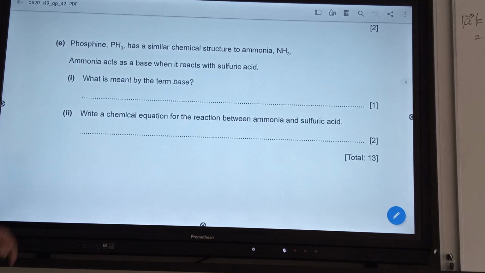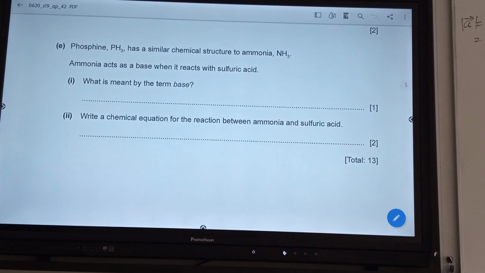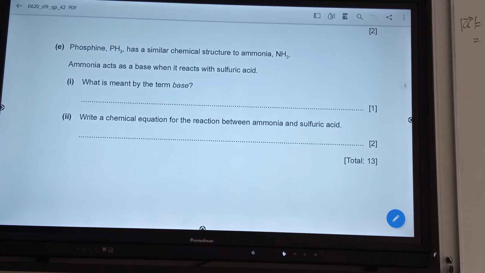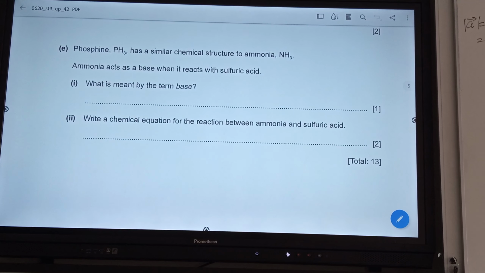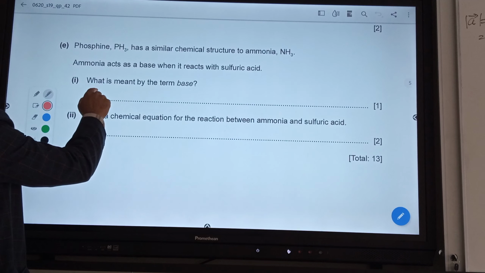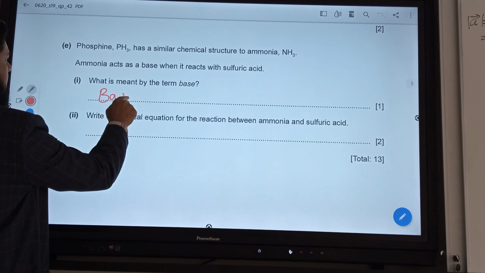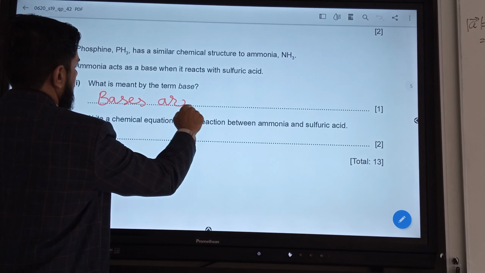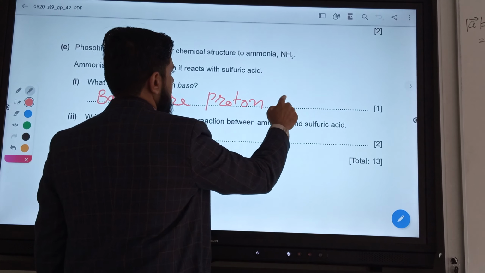Next part: phosphine has a similar chemical structure to ammonia, and ammonia acts as a base when it reacts with sulfuric acid. So we have to define what is meant by the term base. Simply, we have to answer like this: bases are proton acceptors.